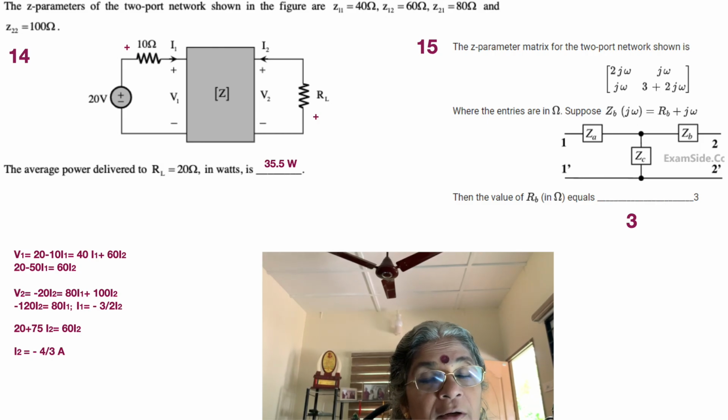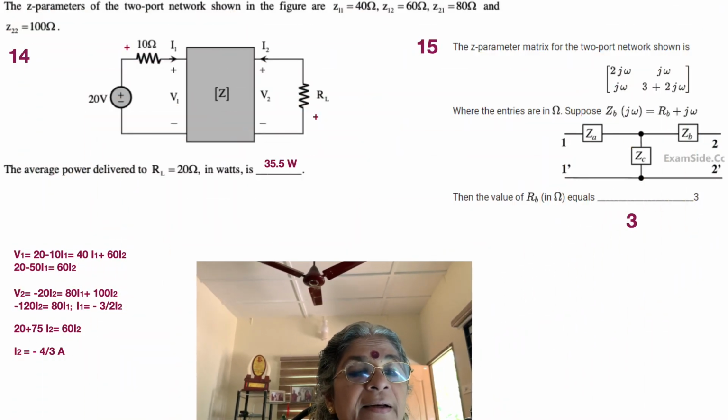So I2 into RL, or minus I2 into RL, is going to be V2. So minus I2 into RL is equal to I2, which is equal to 80 I1 plus 100 I2. Again, only two unknowns, I1 and I2, and at the same time we have two equations. So that gives us minus 120 I2 is equal to 80 I1. So you can find the relation between I1 and I2, substitute, and you can see that I2 is equal to minus 4 by 3.